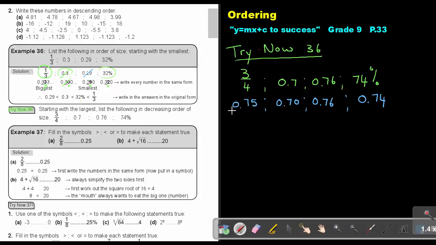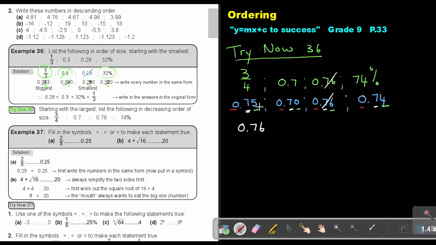Now let's start comparing. They said starting with the largest, so descending. This is 0, 0, 0, 0, tells me nothing. This is 7, 7, 7, 7. Again, I cannot compare that. Let's look at this one: 5. Oh, here it starts. 0, 6, 4. So which one will be the biggest one? 0.76. Scratch it. Which one is the next one?